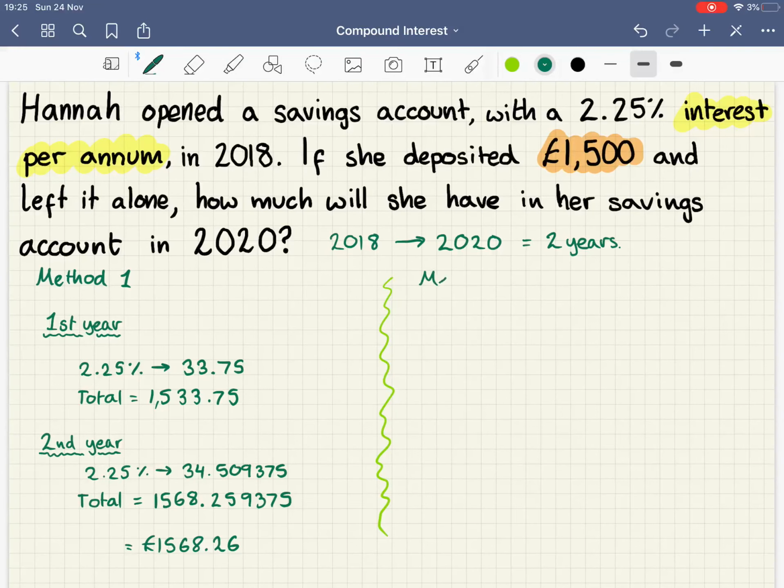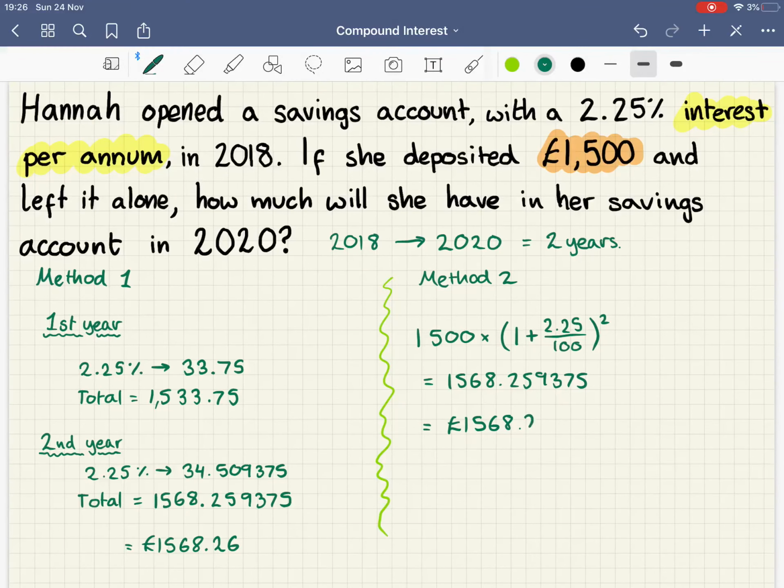And if I was using the second method, should have written down 1,500 times 1, because it's interest, I'm doing plus the 2.25 over 100, all to the power of 2. And again, get this long answer out. And the same thing as before, doing that rounding to make sure our final answer looks like money.